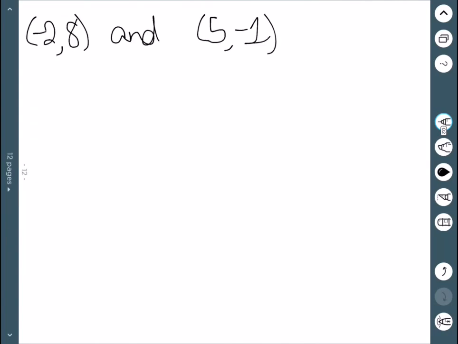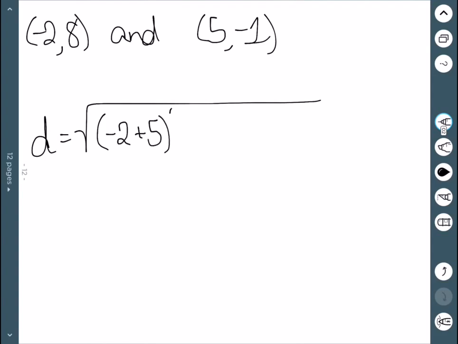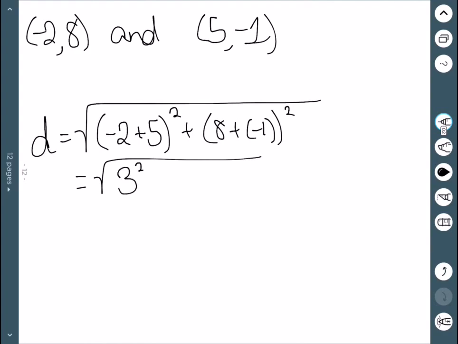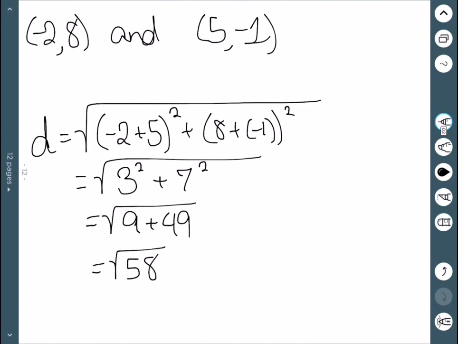As another example, if I want to find the distance between these two, well, I now have the square root of -2 plus 5 squared plus 8 plus -1 squared. -2 plus 5 is 3, and 8 plus -1 is 7. We know that 3 squared is 9, and 7 squared is 49. So this gives us a total of 58. And the square root of 58 cannot be simplified, since the only way to break it up would be 2 times 29, and we cannot take the square root of either of those numbers.